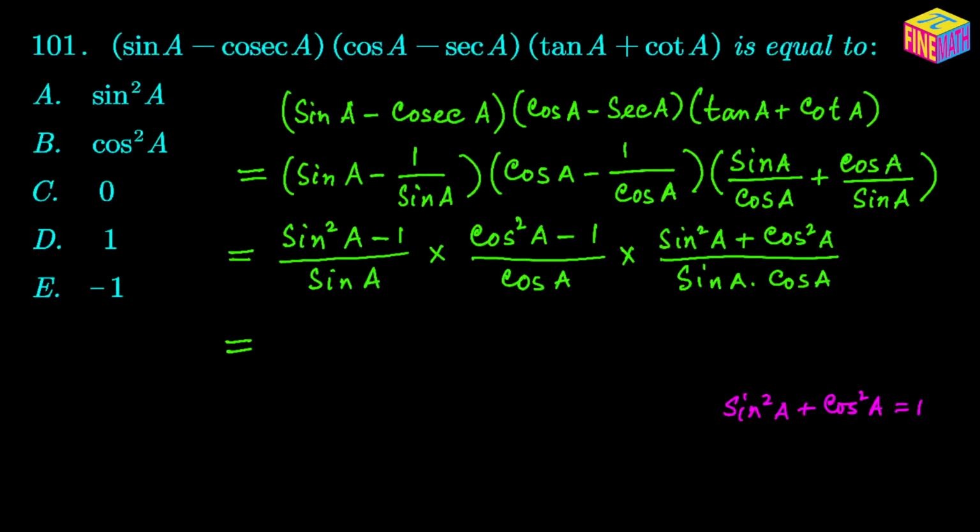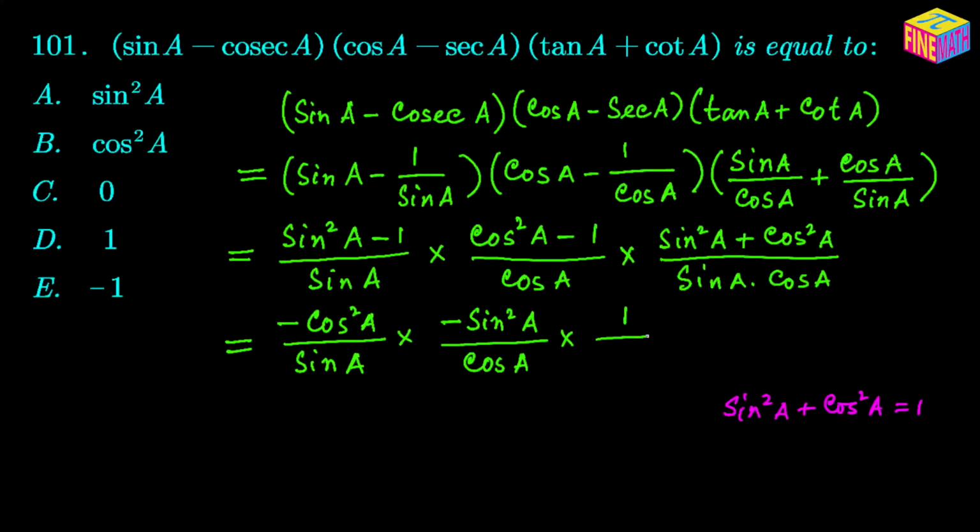So here I am going to replace that as negative cosine squared of A over sine of A, multiplied by, from the second factor, similarly we can say that cosine squared of A minus 1 will be negative sine squared of A over cosine of A. And then from the third factor, we can clearly see that this is going to be 1 over sine of A times cosine of A.